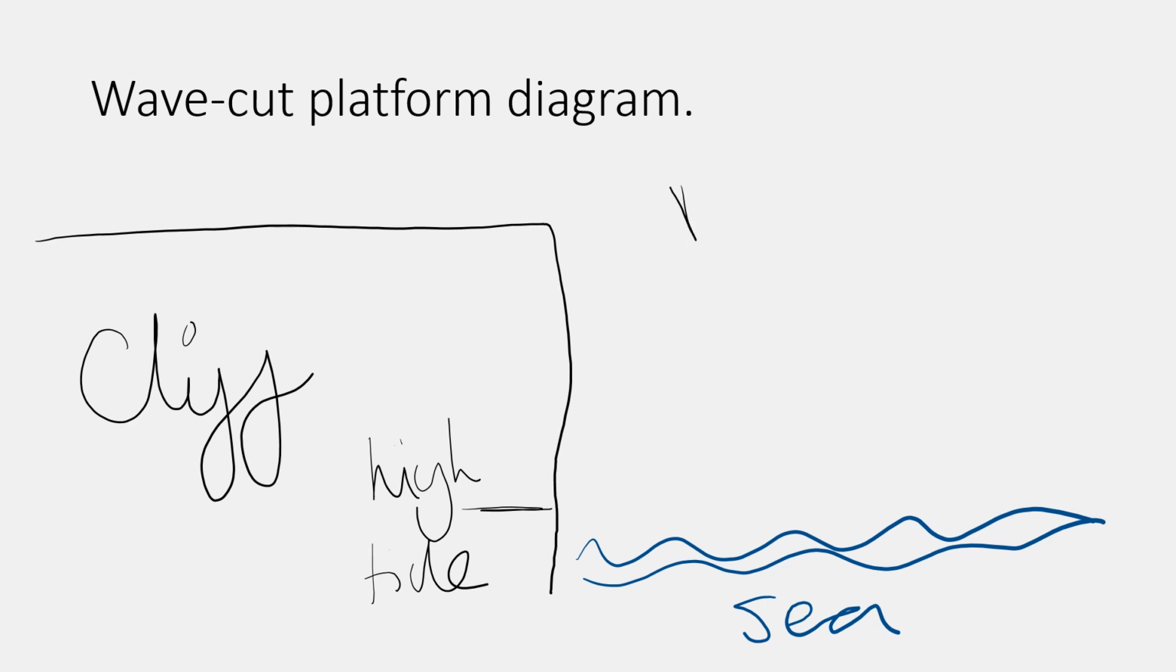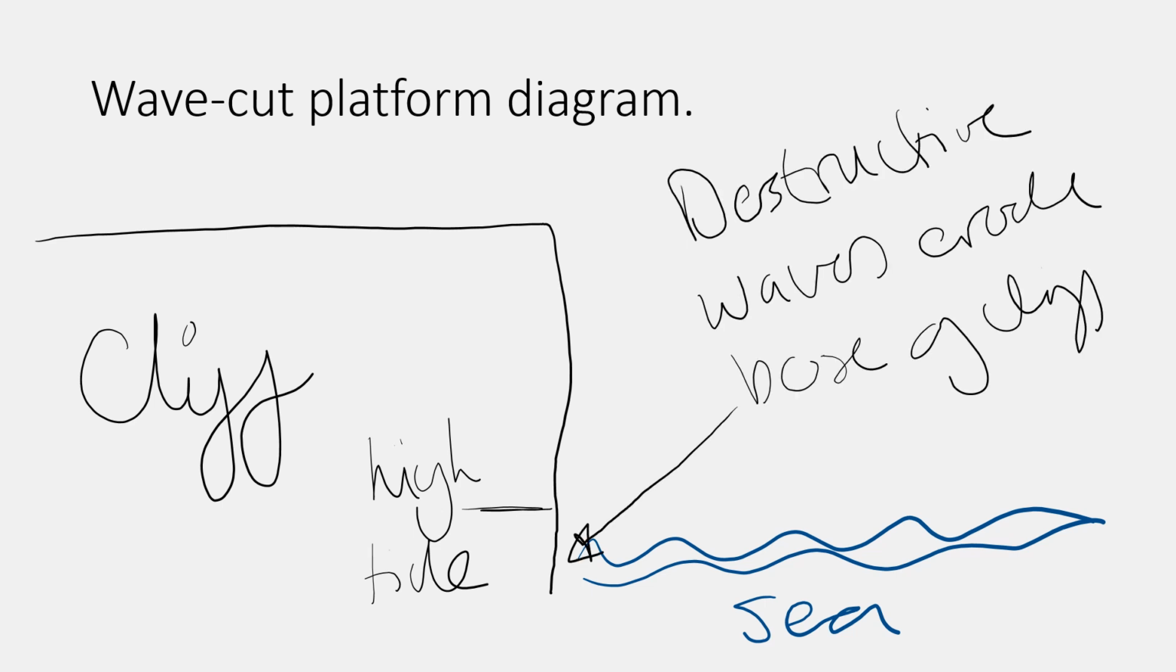What's going to happen is it's worth labelling that destructive waves are going to erode the base of the cliff. So again, I'll read that again. It says destructive waves erode the base of the cliff. And then go on to your second diagram I'll draw beneath this.